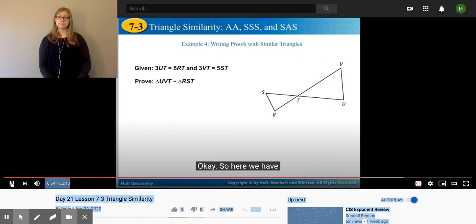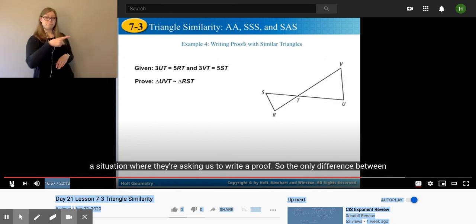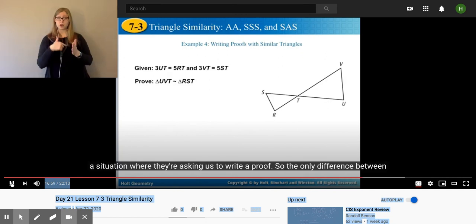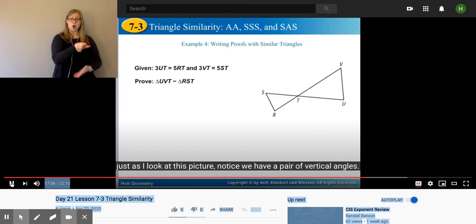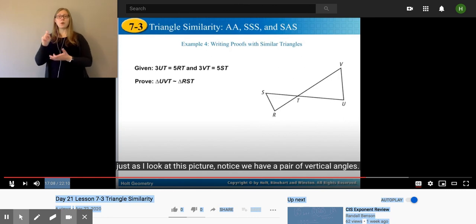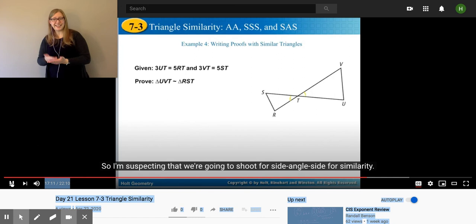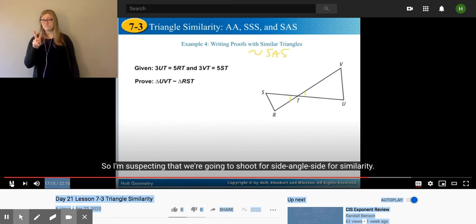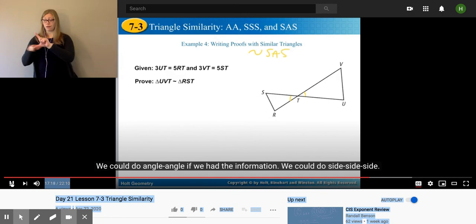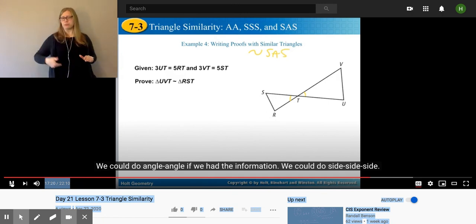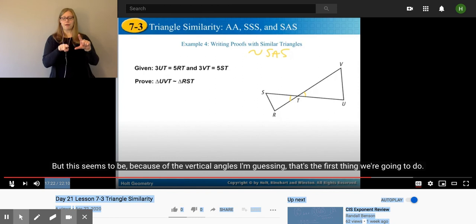Okay, so here we have a situation where they're asking us to write a proof. So the only difference between verifying and writing a proof is that we just have to justify each of our steps. And just as I look at this picture, notice we have a pair of vertical angles. So I'm suspecting that we're going to shoot for side, angle, side for similarity. We could do angle, angle if we had the information. We could do side, side, side. This seems to be because of the vertical angles. I'm guessing that's the first thing we're going to do.